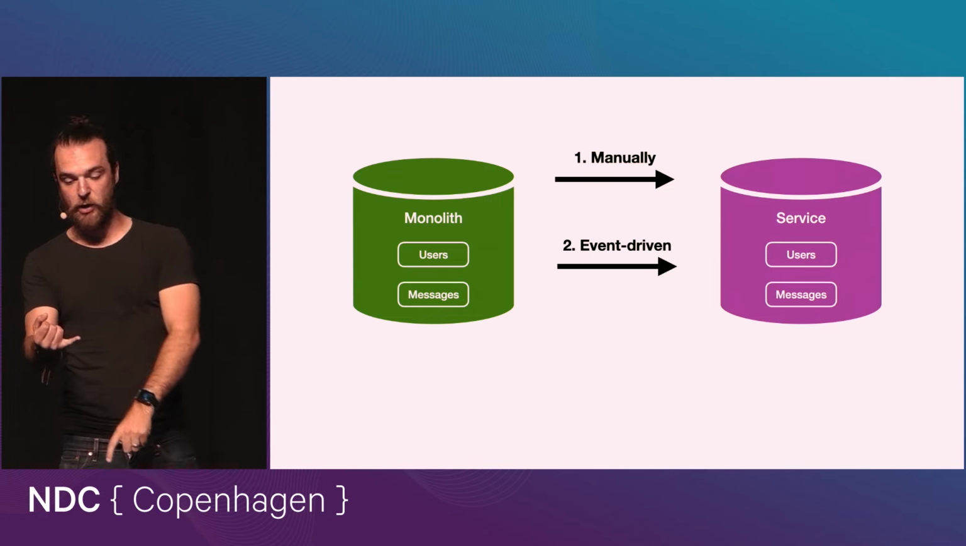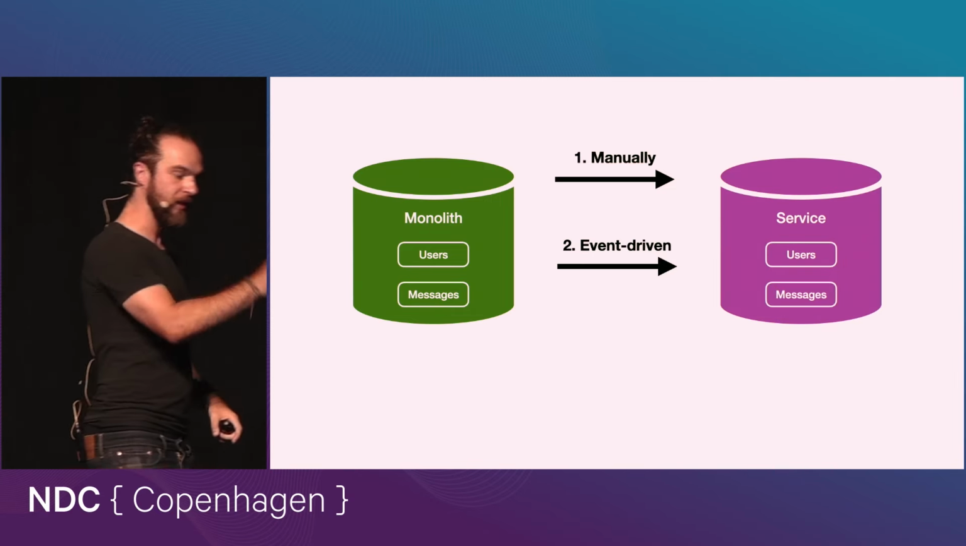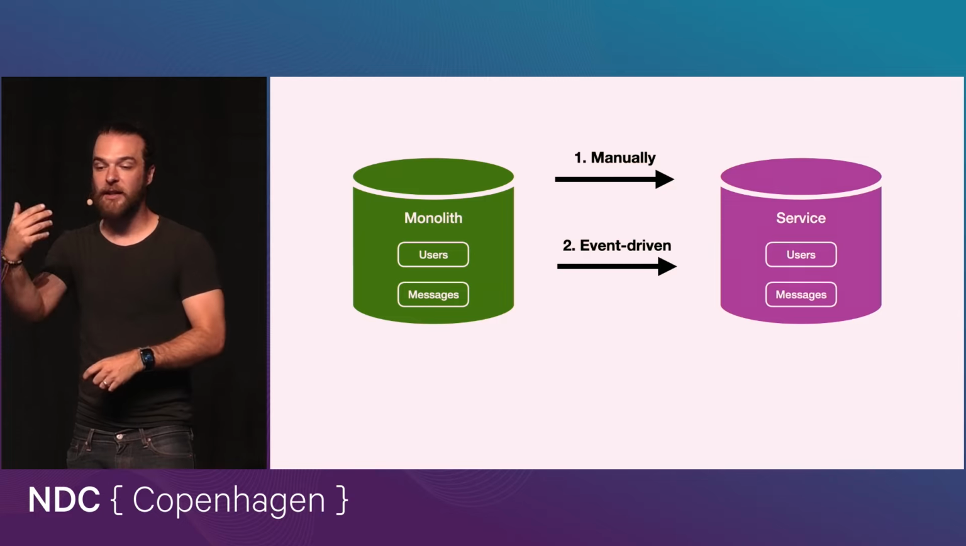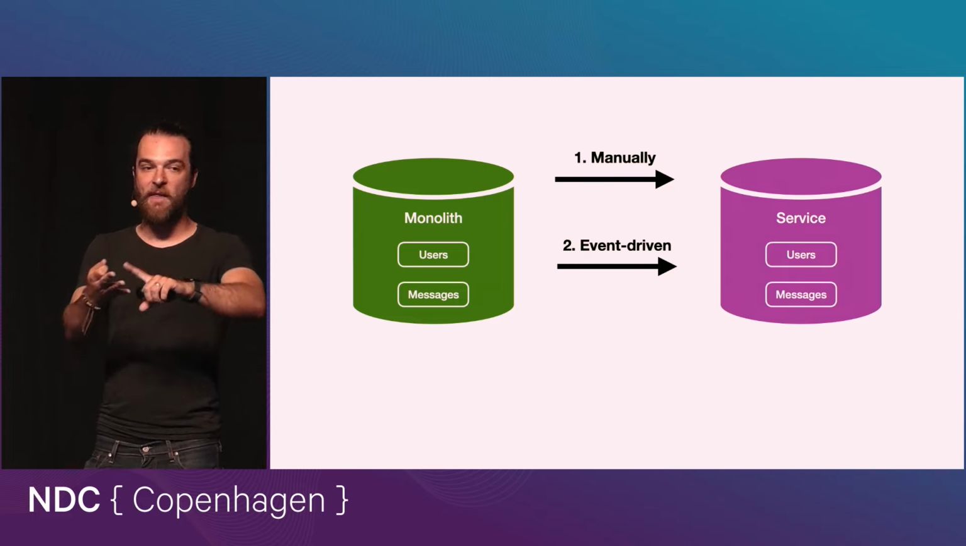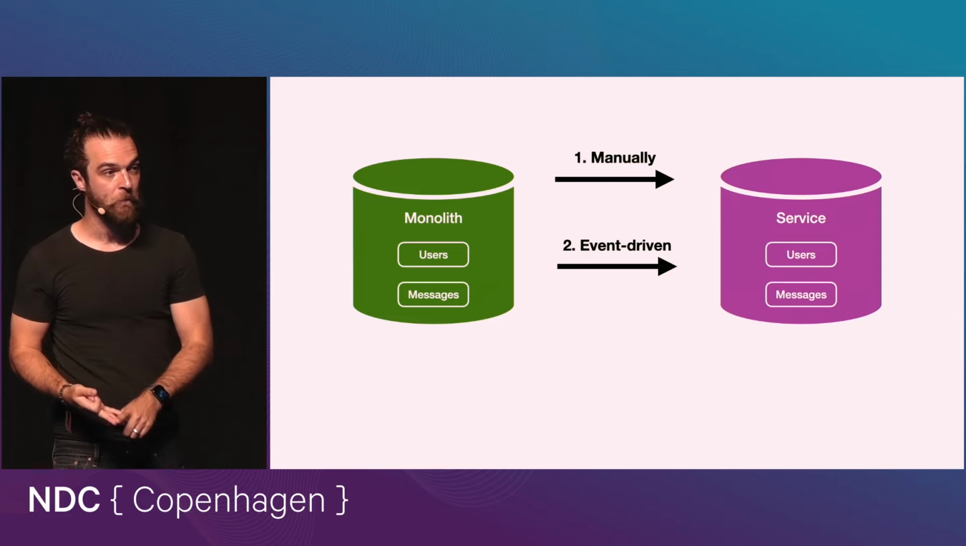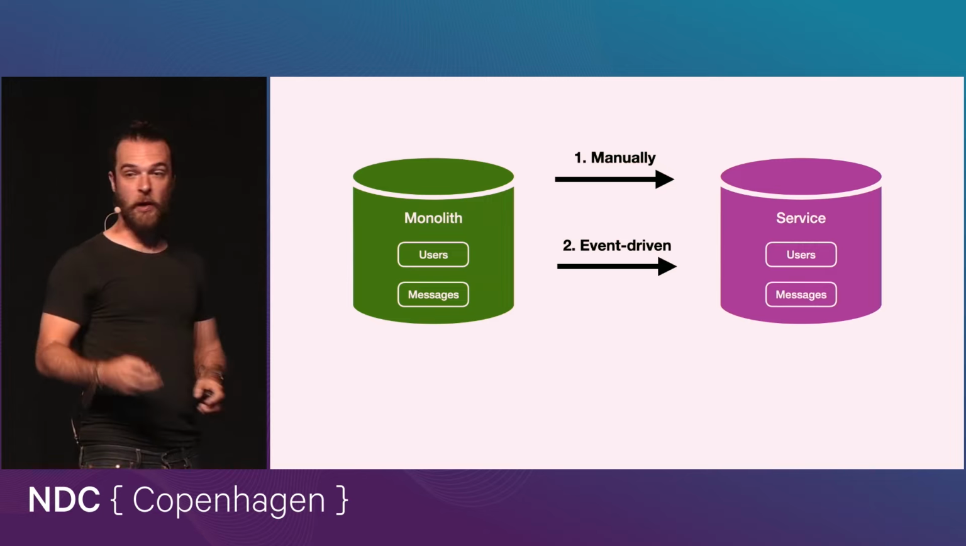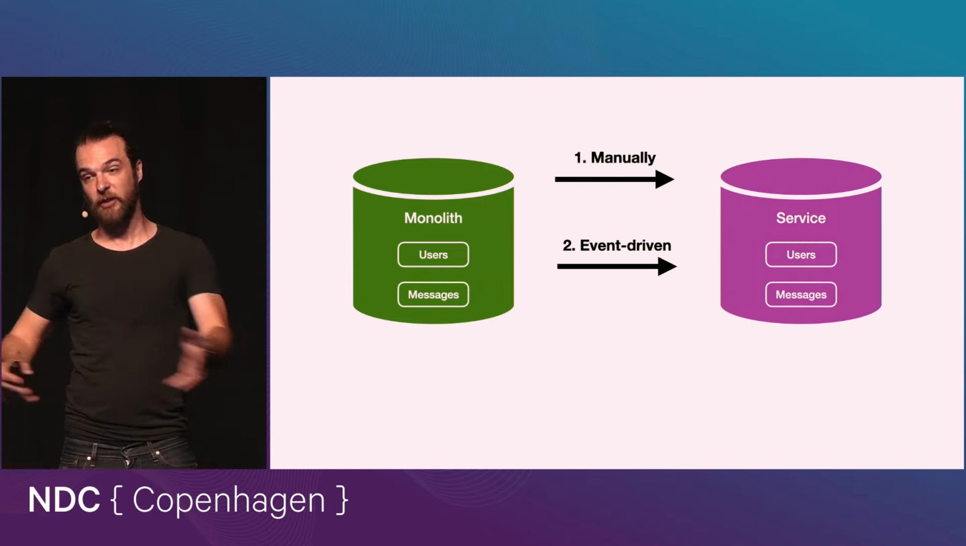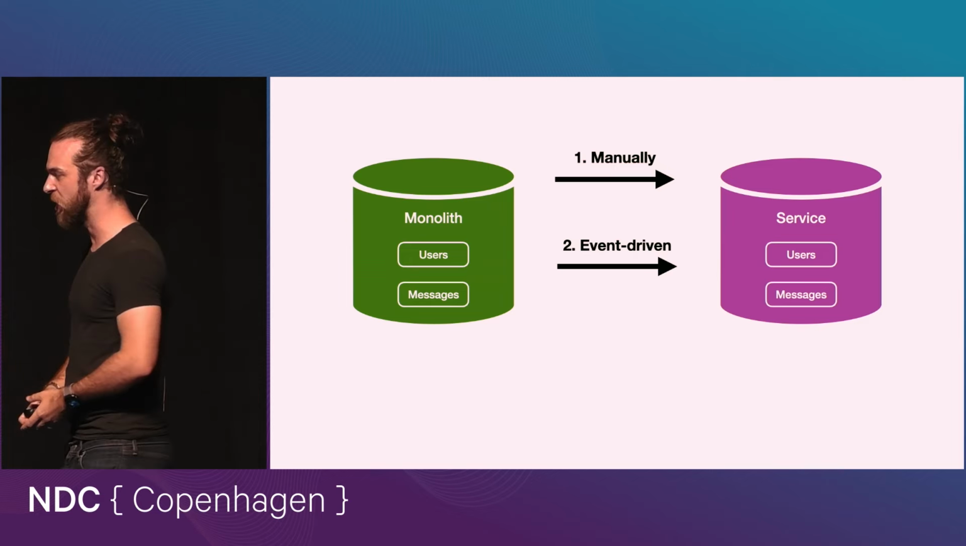So brand new message comes in, monolith says, here's a new message. But it also needs to do that when the user changes their name, when the user changes their profile picture. It needs to say, hey, this user's got a new profile picture now, go and update your representation of it in your database. So when you serve the view later, it's the correct profile picture.